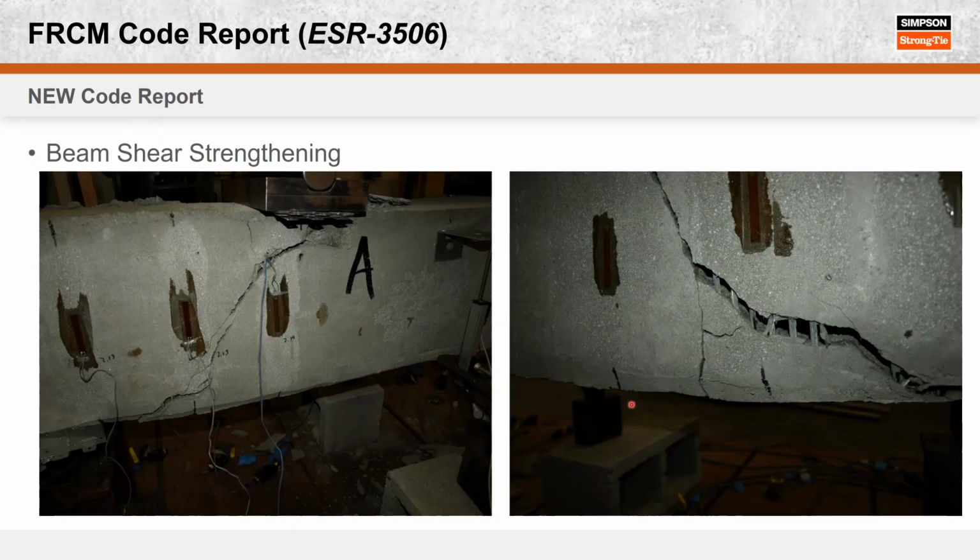And then we also did beam shear strengthening. You see these areas are strain gauges to measure the strain, and we had U-wraps of FRCM at those strain gauges. And then you see again the grid slip at the shear crack, so the vertical UCG grid there.